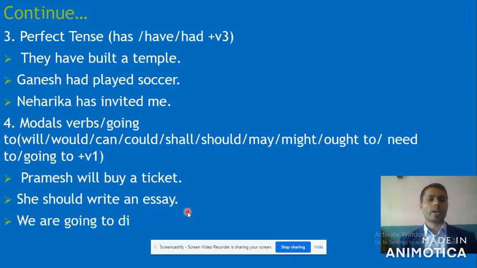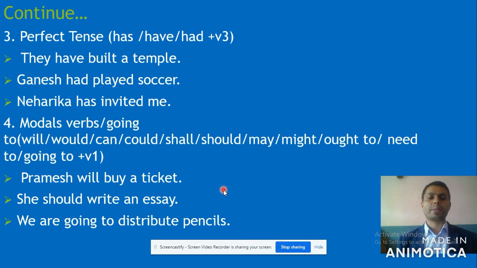Next one: we are going to distribute pencils. Here "we" is the subject, and "are going to" plus verb 1 is the structure, like is going to, are going to. Then comes the object. In this case we have to follow certain rules to change it into passive. So my dear students, only be familiar with such example sentences.